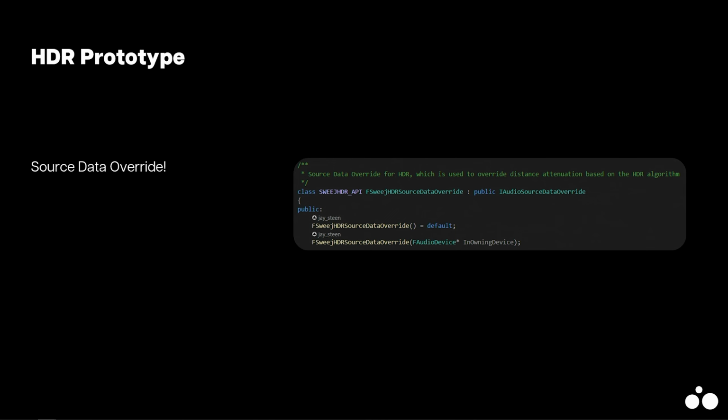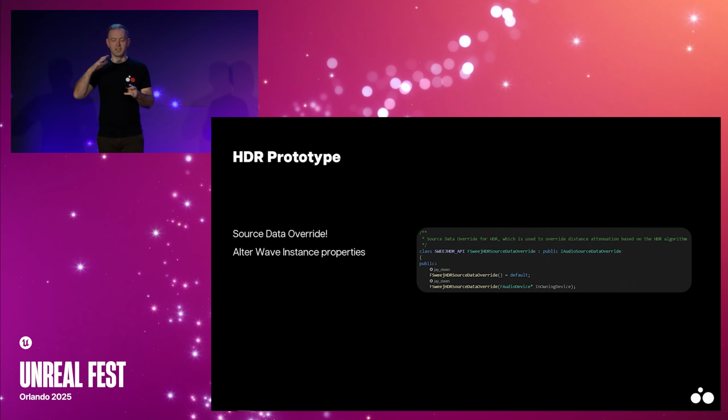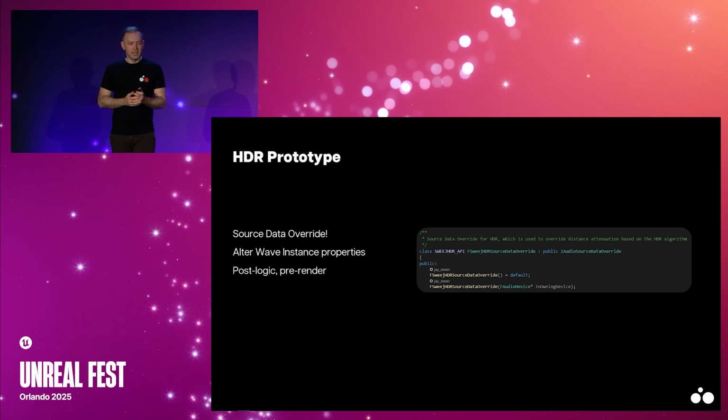So thank goodness for the source data override audio engine plugin. If I'm not mistaken, this was designed for simulating acoustic propagation and was initially used by Project Acoustics or Project Triton, depending on who you ask. And you can use it to alter any of the properties of a running FWaveInstance, which is just an instance of the sound wave assets when they're currently playing in the engine. In our case, we're using it to override the attenuation distance property of HDR sounds only.